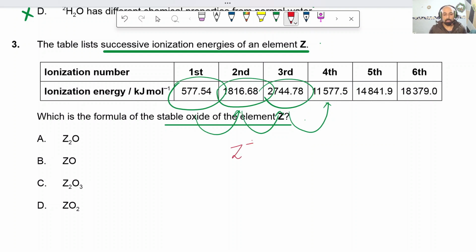So Z will have a charge of +3, because on removing 3 electrons, you gain a charge of +3. And oxygen, we are already familiar, belongs to group 6 of the periodic table, meaning it has 6 electrons in the outermost shell. So it will gain 2 electrons to form a stable noble gas electronic configuration. So oxygen has a charge of -2. When we cross their valencies, we get Z2O3. So C is the right option for this question.